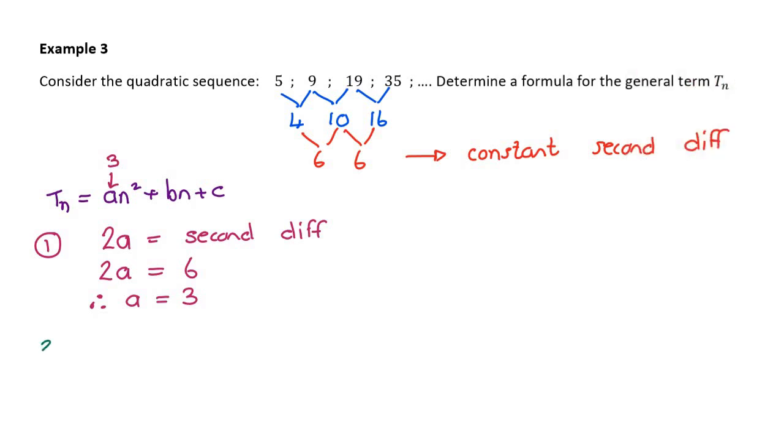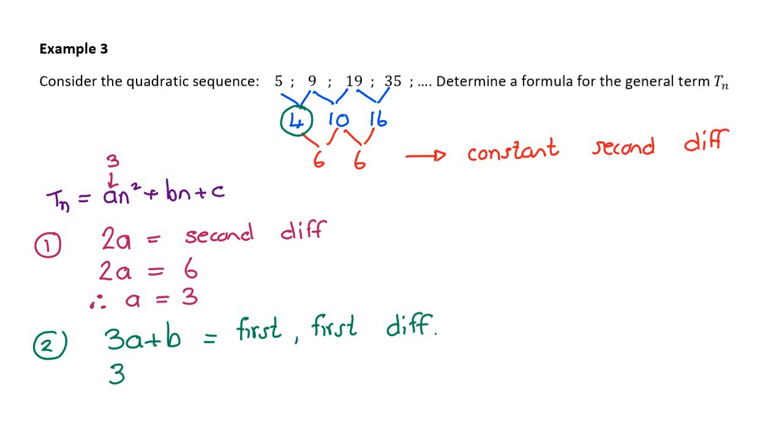My second step is this: the first difference is equal to 3a plus b. Now that's something you're going to have to memorize. As I say, I struggle to remember it, so the moment that you get into an exam or test, you might actually want to write that down. So 3a plus b equals your first difference. In this case, 3a plus b would have to equal 4.